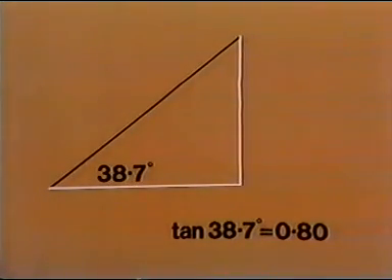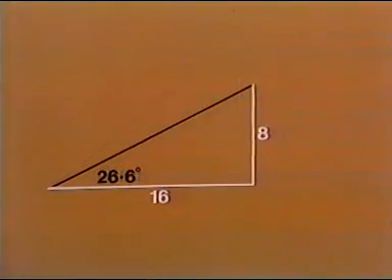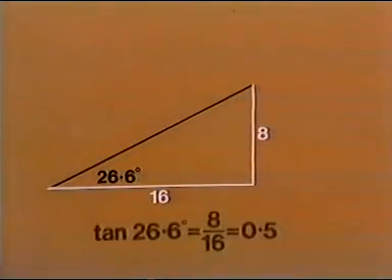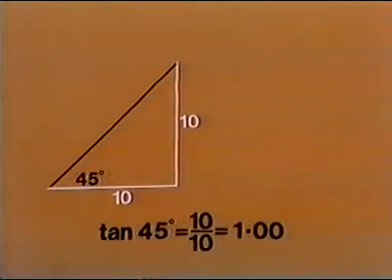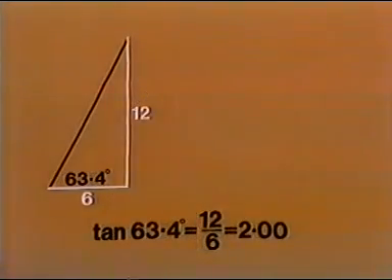And tangents have been tabulated for every angle. For example, tan of 26.6 degrees is 0.5. The tangent of 45 degrees is precisely 1 because the height and the base are exactly the same length. And the tangent of 63.4 degrees turns out to be 2. In fact, the tangent of any angle can easily be found. All you've got to do is push the right button on your calculator.